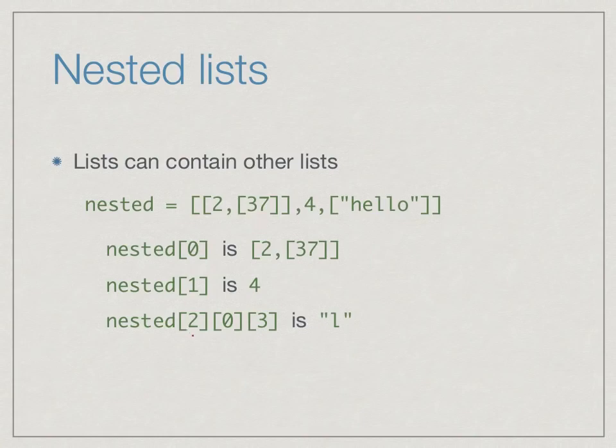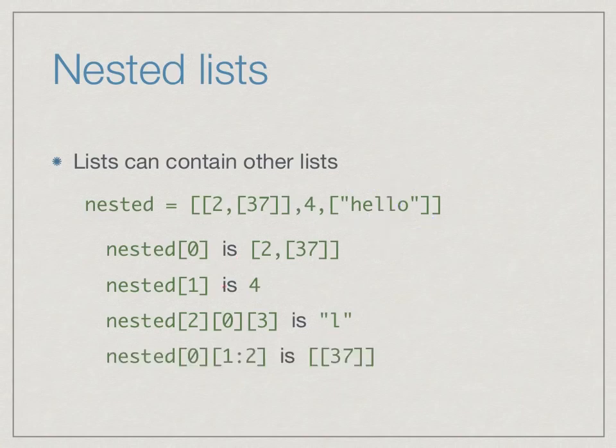And now if we look at position 2, which is this list, then in that we look at the 0th position, which is this string. And in that we look for the third character, which is 0, 1, 2, 3, this L. Right? So nested[2] takes us to the last value in the list nested. In that we look at position 0, which is the first value in the list. And in that we look at position 3, which is the third character in the sequence contained in that position. And we get the character L, or the string L actually.